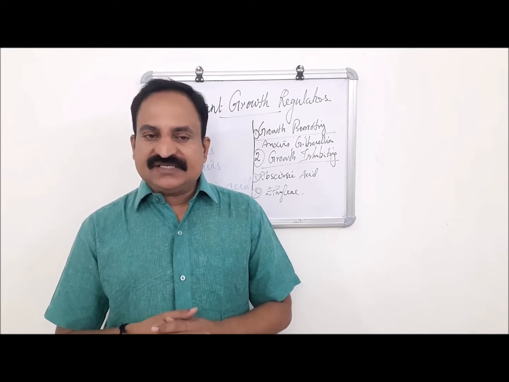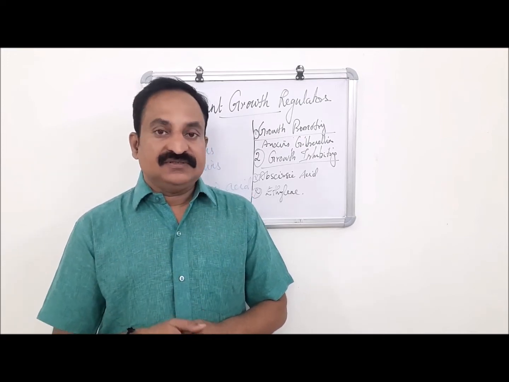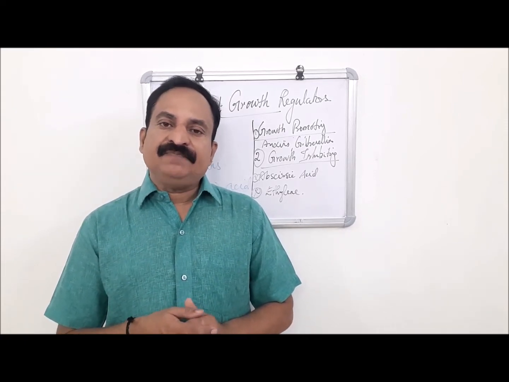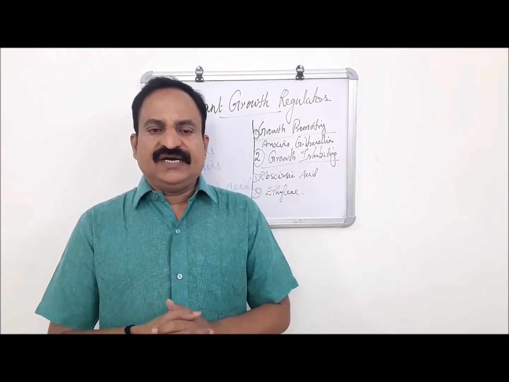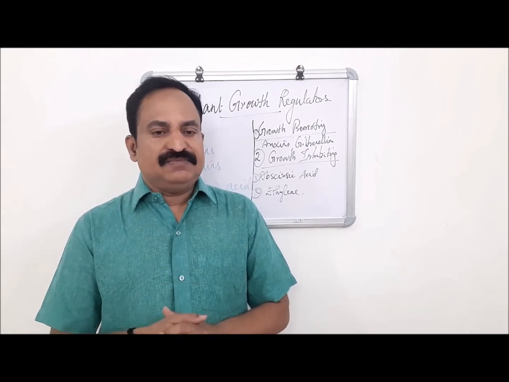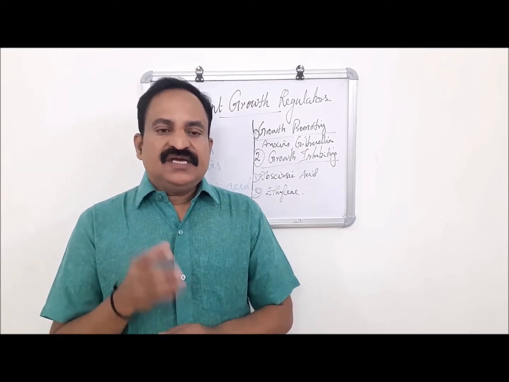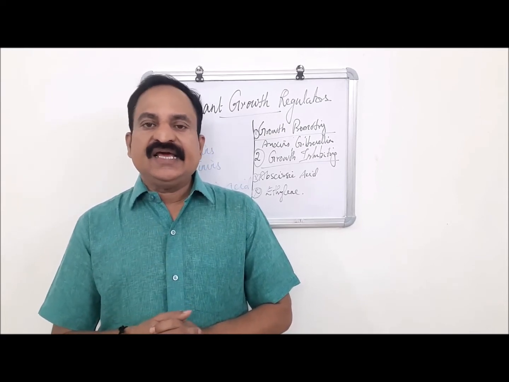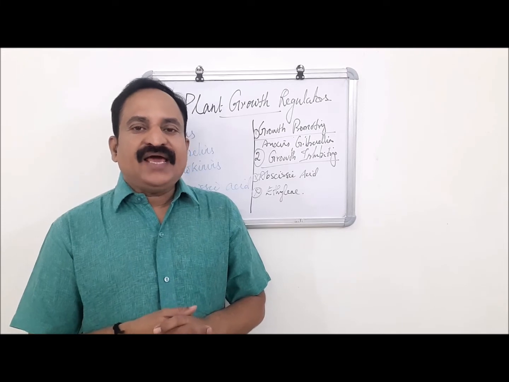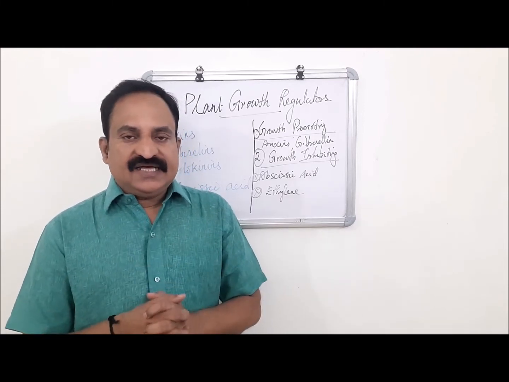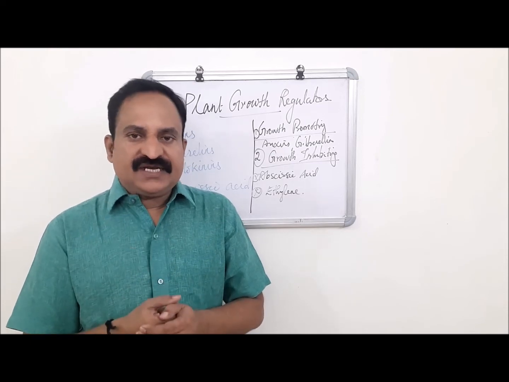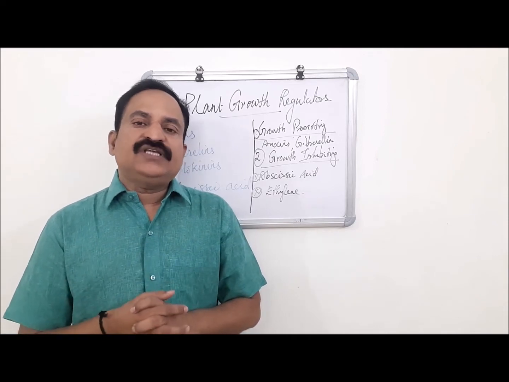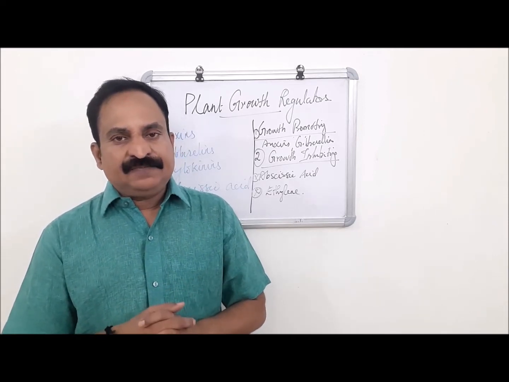These hormonal substances belong to five classes of compounds that you know: auxins, gibberellins, cytokinins, abscisic acid and ethylene. So the plant growth regulators are simple molecules of diverse chemical composition. They are indole compounds, adenine derivatives, carotenoid, terpenes and gases. Based on their functions, plant growth hormones come under two categories. They are growth promoting and growth inhibiting. Growth promoting are auxin, gibberellin and cytokinins, and growth inhibiting are abscisic acid and ethylene.